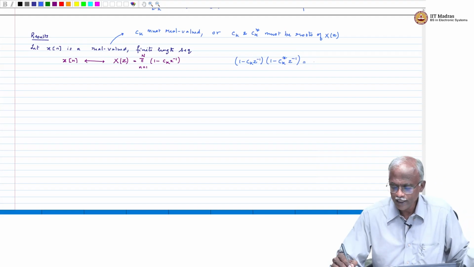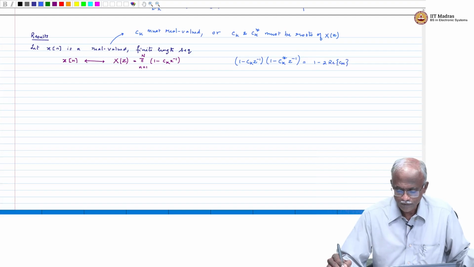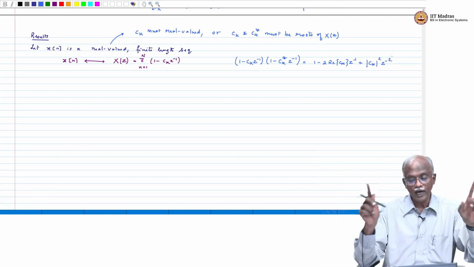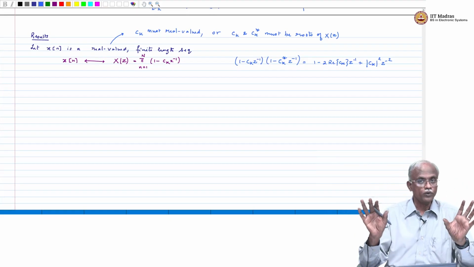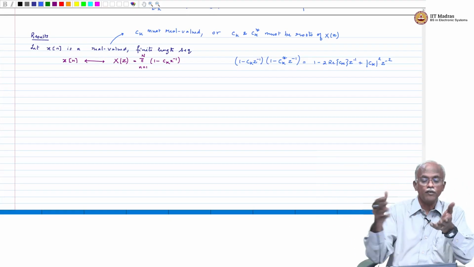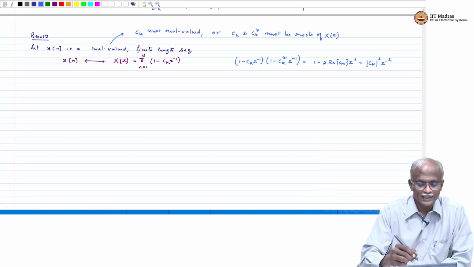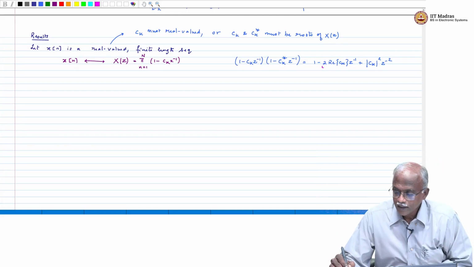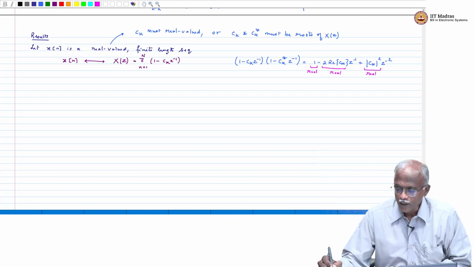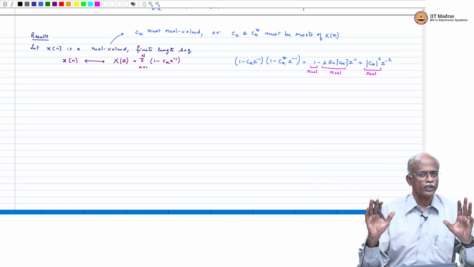Expand this, what will you get? 1 minus 2 times the real part of ck times z inverse plus mod ck whole squared z power minus 2. Notice that if you have a complex conjugate pair of roots, that product will give you a polynomial with real coefficients. So for example, this is real valued, right? Of course, this is trivially real valued, and this is also real valued. Okay, so this is an important element for us to keep in mind.